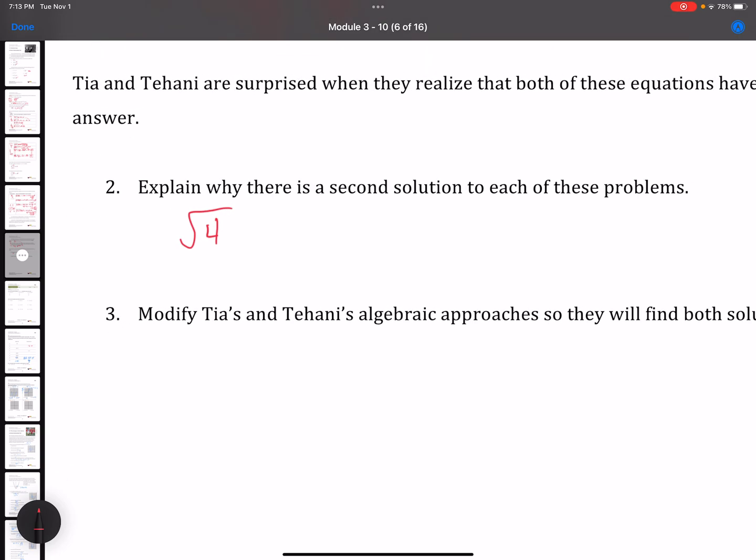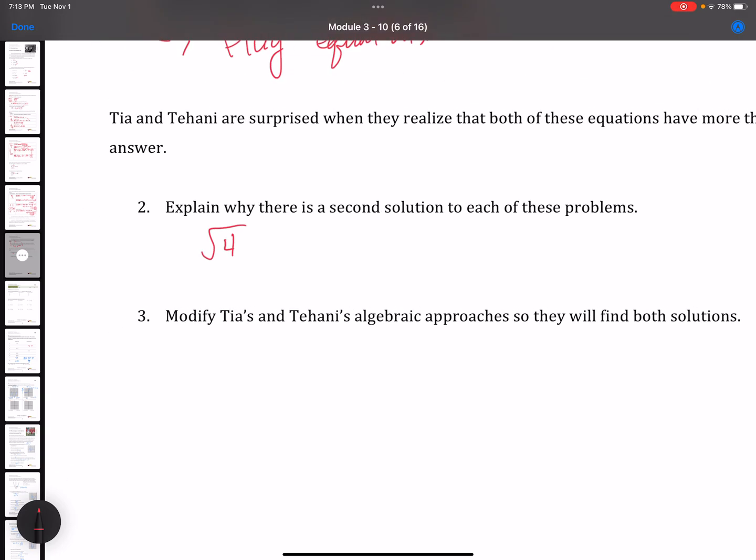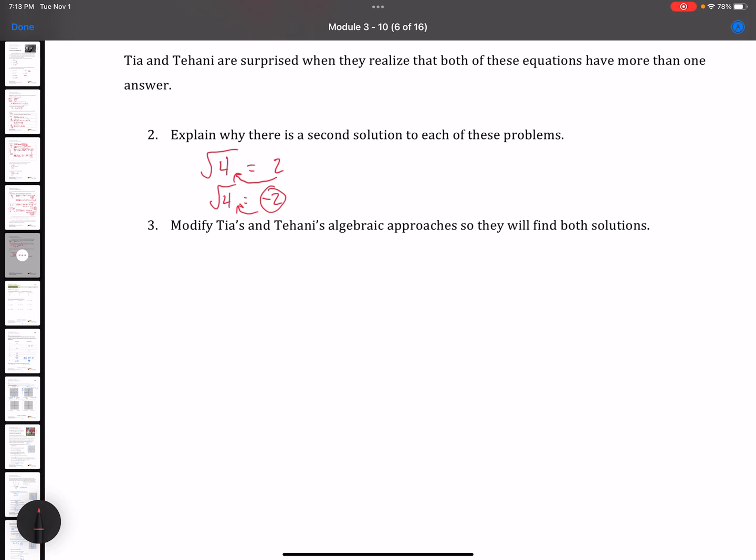I'll be checking those notes when I get back to class. But as we take some time to explain that, that's because the square root of 4 could be 2, but the square root of 4 could also be negative 2, right? Because negative 2 times negative 2 is positive 4, just like positive 2 times positive 2 is positive 4. Okay, so they both are viable solutions, and we need to account for both of them. So what we've done already is insert the plus or minus.